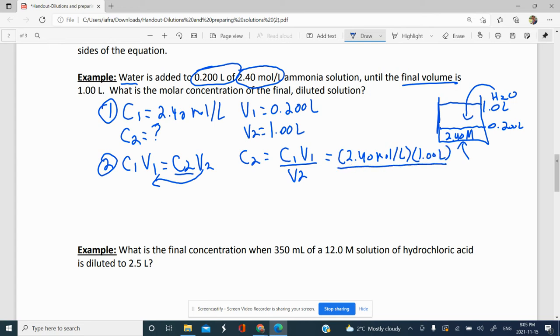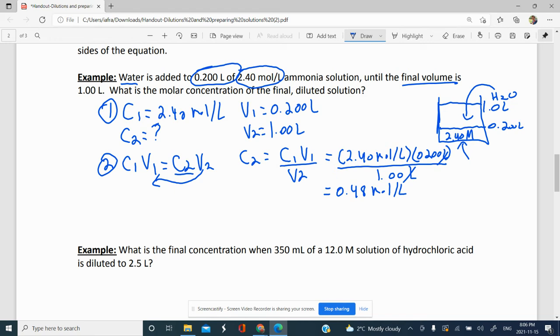Over V2, which is... nope, made a mistake there. Let's erase that. Sometimes it's very easy to make a mistake, so you always double check your work. So we said V1 is 0.200 liters. That makes sense. And V2 is 1.00 liters. When you start canceling things out, liters cancel out, and you're left with moles per liter. And so we'll get 2.4 times 0.2 divided by 1, which is 0.48 moles per liter.